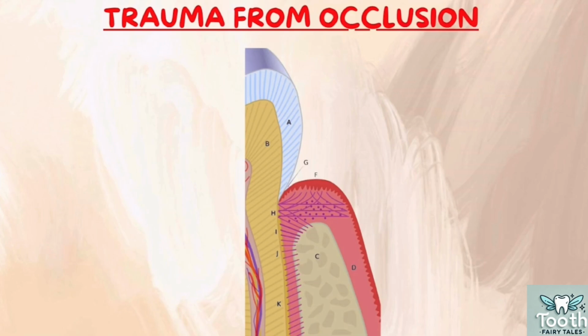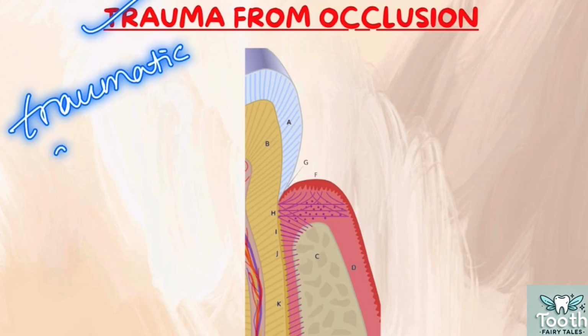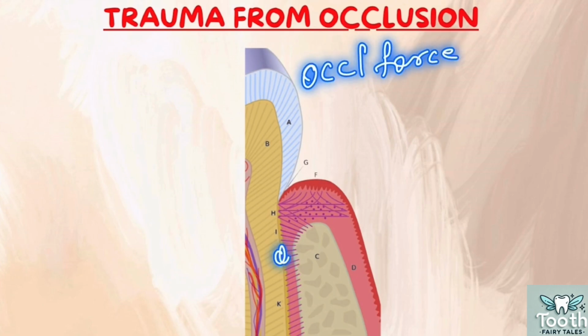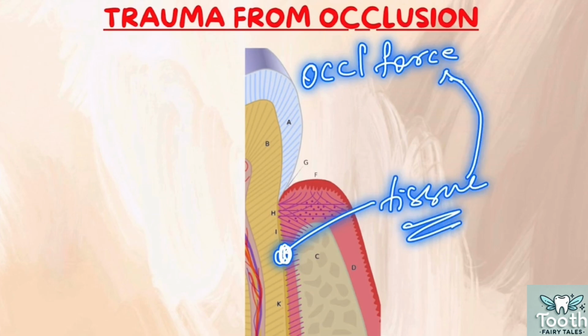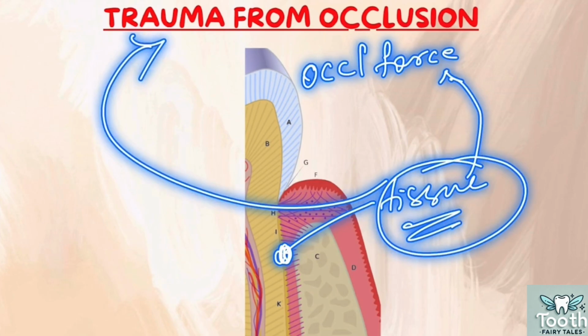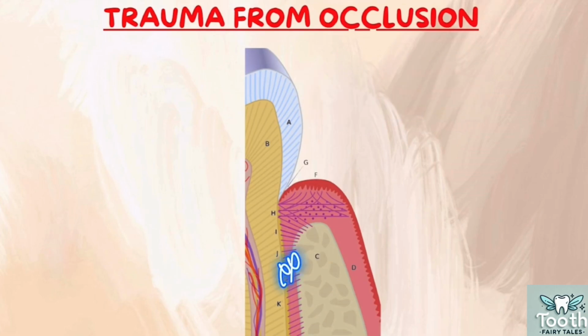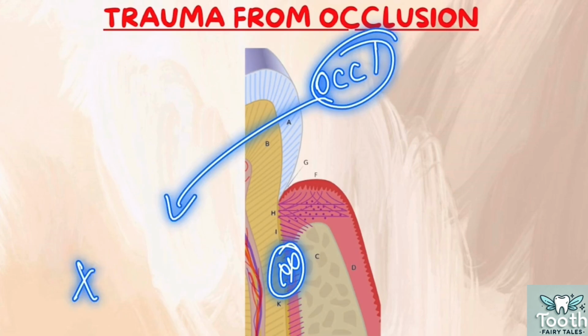We often get confused with the terms trauma from occlusion and traumatic occlusion. There are two things in this. One is the occlusal force. The second one is the tissue injury. When you are referring to the tissue injury, not to the occlusal force, then that is termed trauma from occlusion. When you are referring to the occlusion, not to the tissue injury which got produced, then that is known as traumatic occlusion.